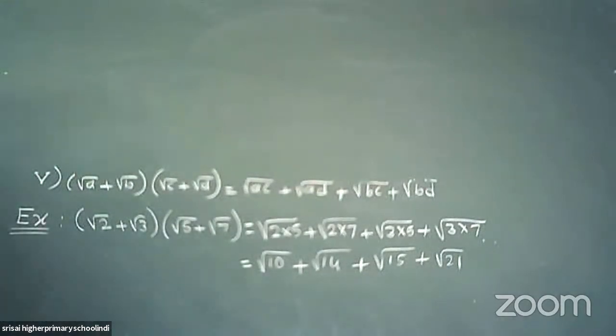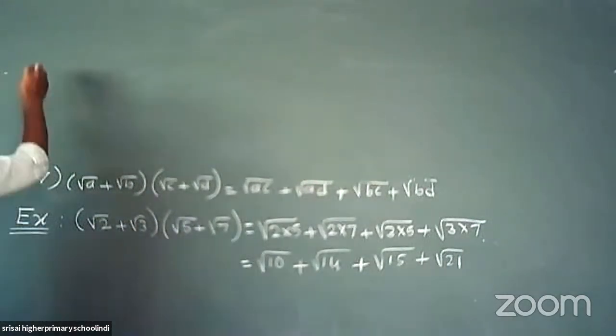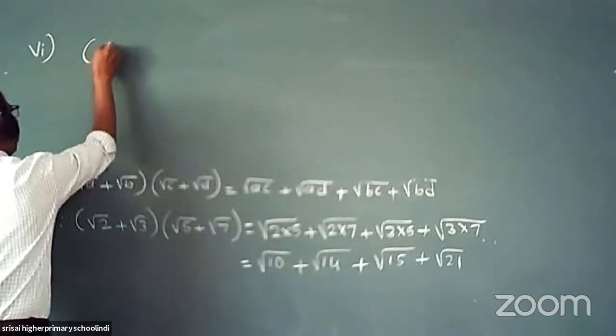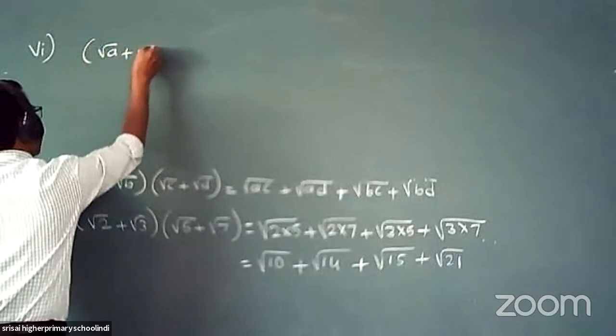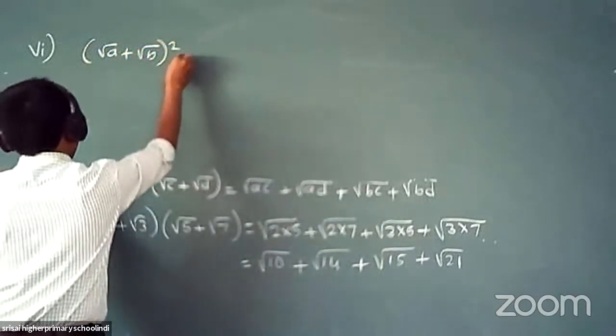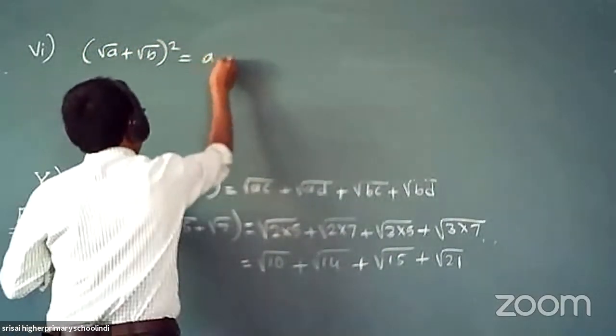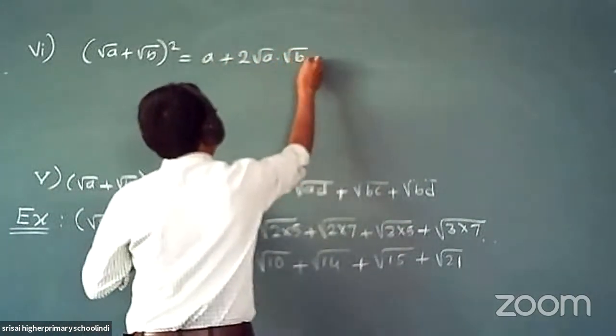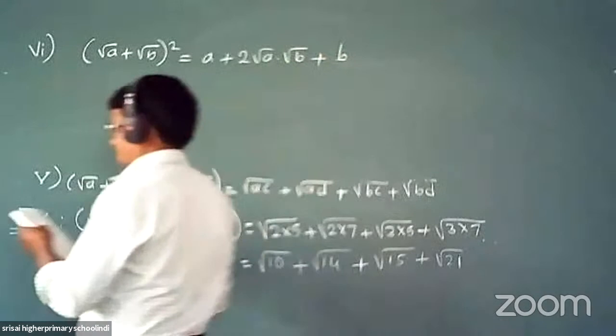Next identity is the sixth one. Square root of A plus square root of B, bracket square, is A plus 2 square root of A into square root of B plus B.